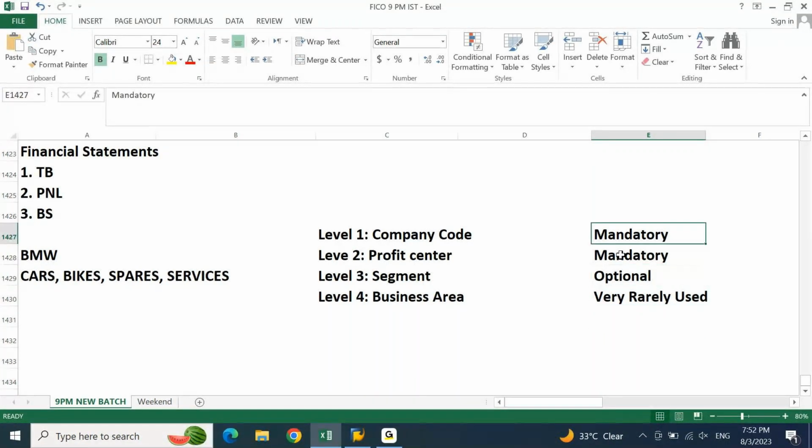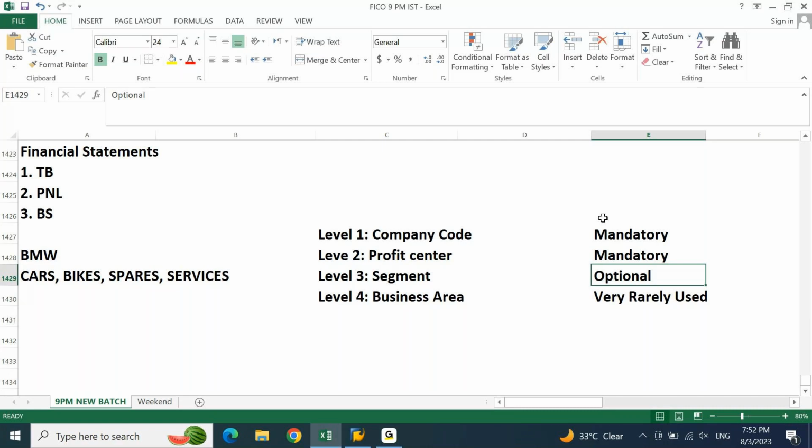Company code is mandatory, no other exception. Profit center is mandatory. For more than 90% of the companies, profit center is mandatory. When we know that profit center is mandatory, you must understand that at profit center level we will be generating financial statements like TB, P&L, balance sheet. Segment level is optional. You can generate at segment level also, but it is optional.